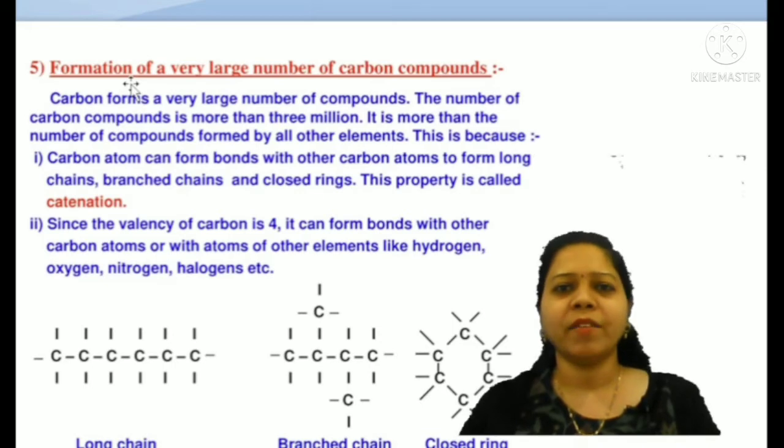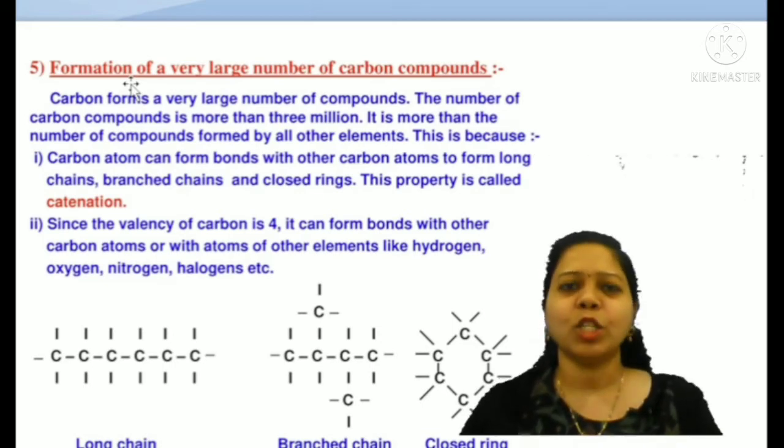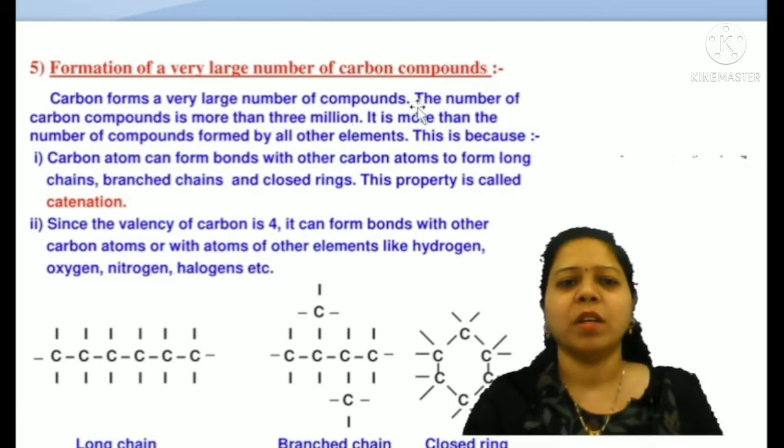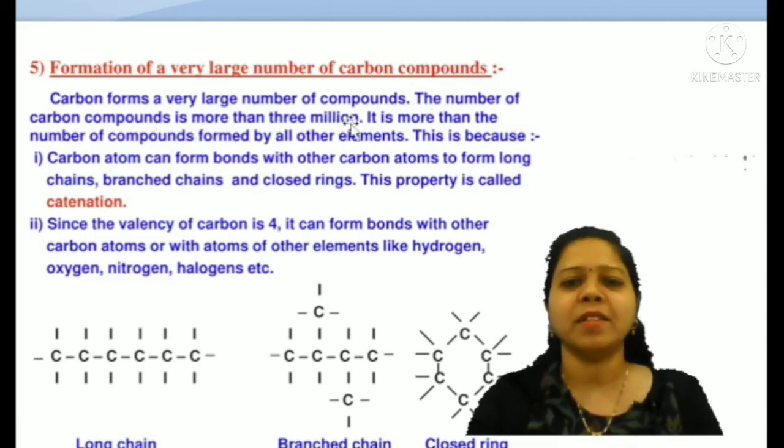But why is carbon able to form different types of compounds? It is because of the special properties shown by carbon. Carbon forms a very large number of compounds. The number of carbon compounds is more than 3 million. It is more than the number of compounds formed by all other elements.